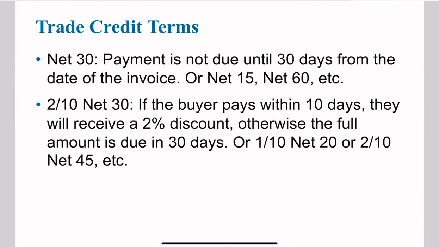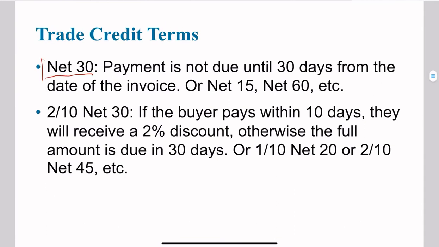So let's look at this. Net 30, or N30. What does this mean? Well, it means that the payment is not due until 30 days from the date of the purchase, right? So similarly, if you have net 15, it basically means the firm's customers can wait for 15 days to pay the invoice, or net 60.